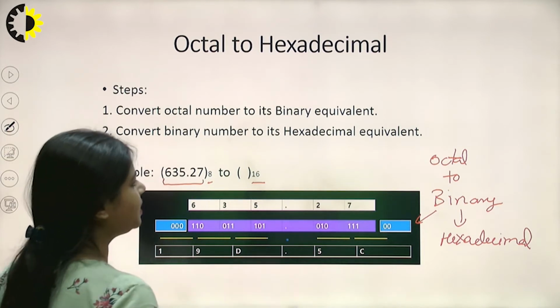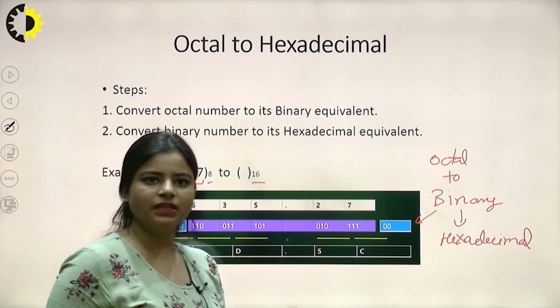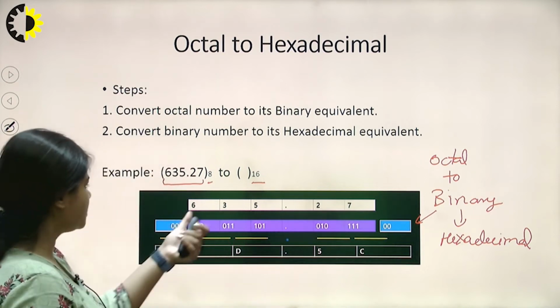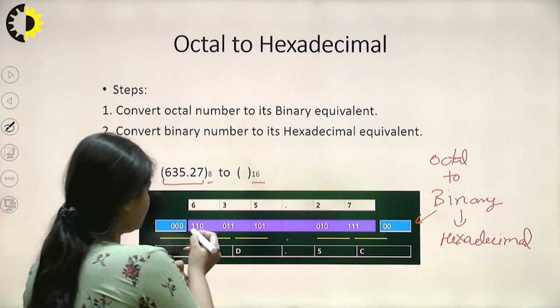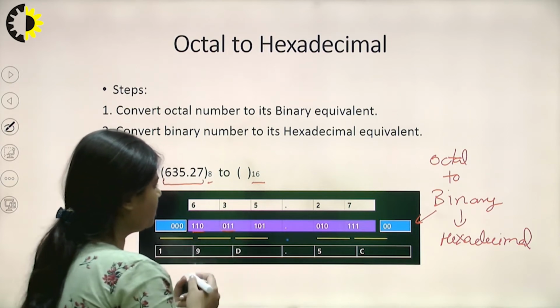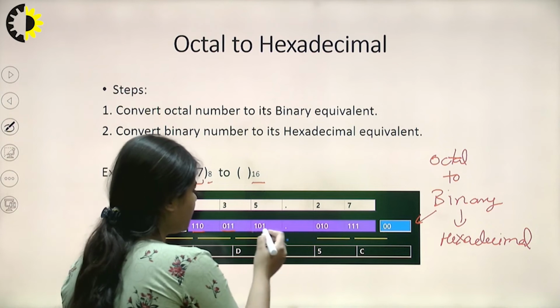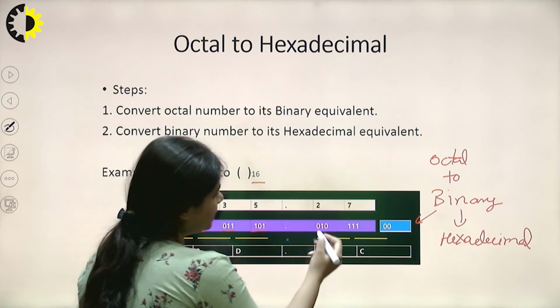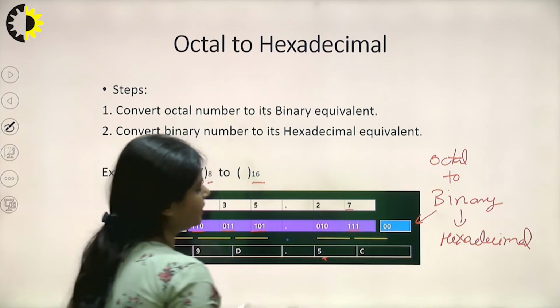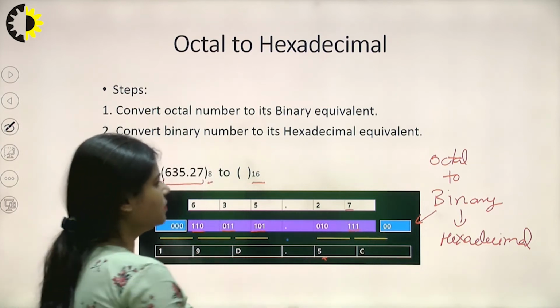So for 635.27, we have seen how we can convert octal to binary. We write the binary equivalent of each digit. 6 in binary is 110, 3 in binary is 011, 5 in binary is 101, 2 in binary is 010, 7 in binary is 111. So now we will do binary to hexadecimal.